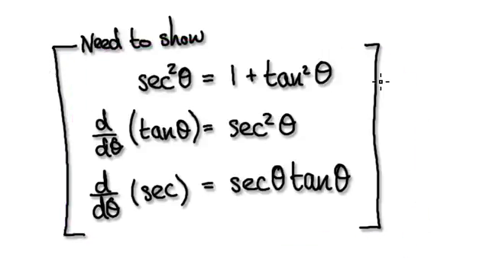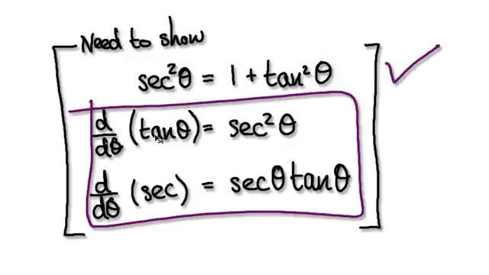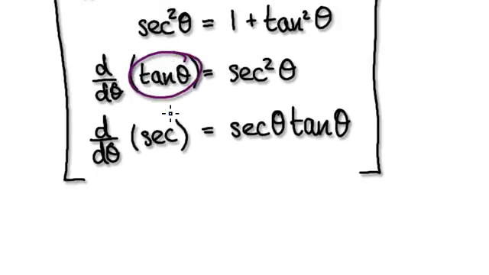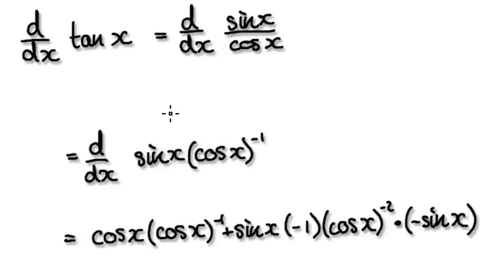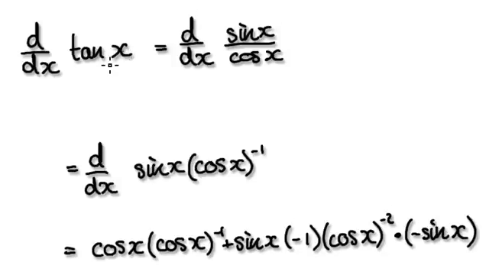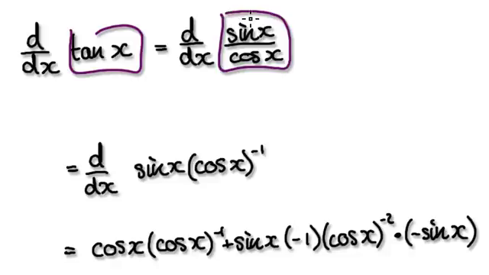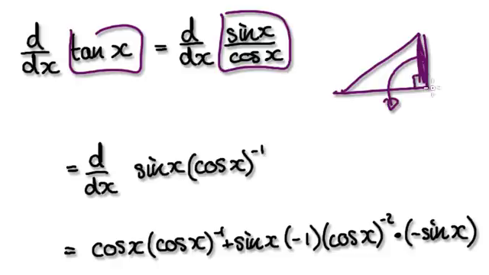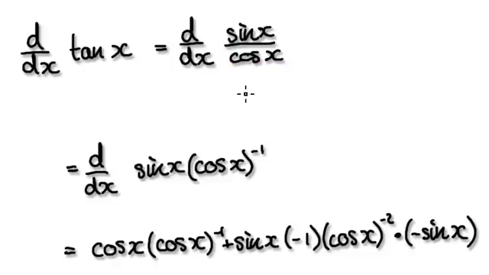Okay, so in the previous video, we've shown this. Now we are going to look at these two. When you try to differentiate tan theta, or tan of x, it doesn't matter. Rewrite tan of x as sine divided by cos. Now use the product rule. You could use a quotient rule. So rewrite it as this times this to the power of -1.